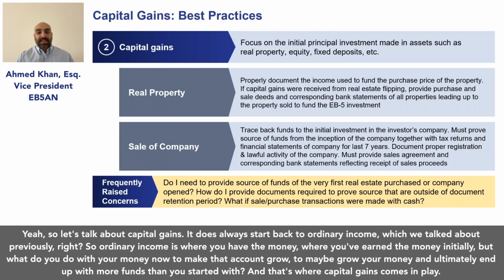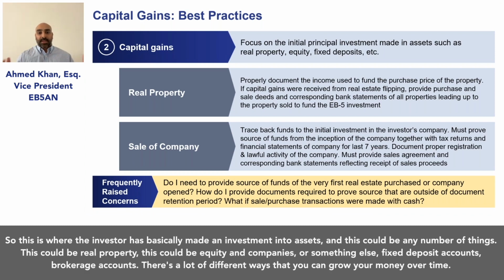Yeah, so let's talk about capital gains. It does always start back with ordinary income, which we talked about previously, right? Ordinary income is where you've earned the money initially, but what do you do with your money now to make that account grow, and ultimately end up with more funds than you started with? And that's where capital gains comes into play, okay?